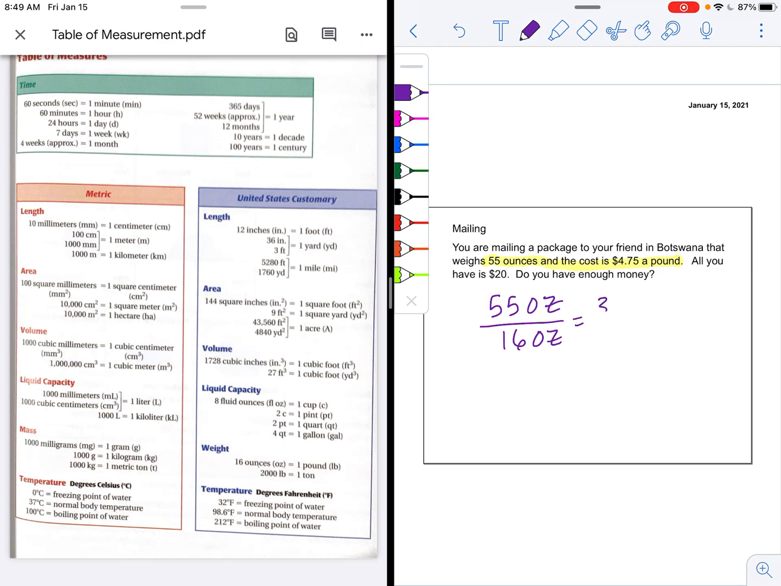And I get 3.4375 pounds. And now I'm going to multiply that by how much it cost me per pound. So times 4.75. And I end up with 16.328125. Well, money only goes out 2 decimal places, so it should be 33 because the 8 rounds the 2 to a 3.